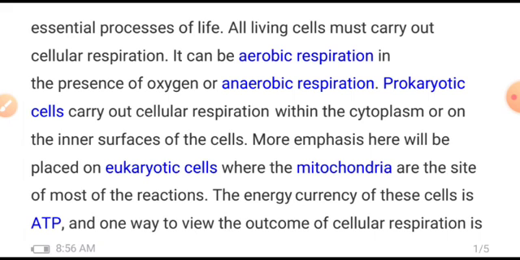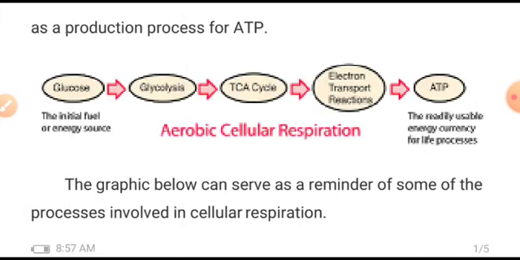More emphasis here will be placed on the eukaryotic cell, where the mitochondria are the site of most of the reactions. The energy currency of this cell is ATP, which means adenosine triphosphate. One way to view the outcome of cellular respiration is as a production process of ATP.